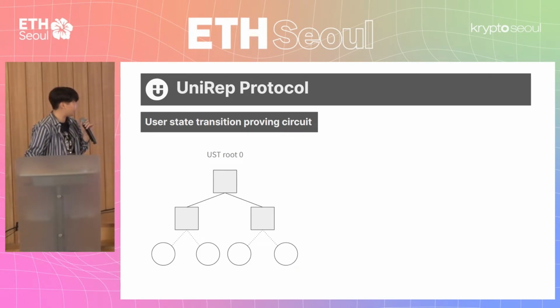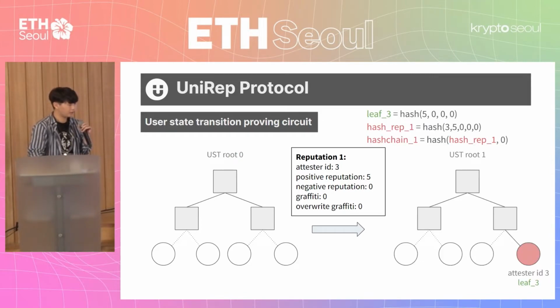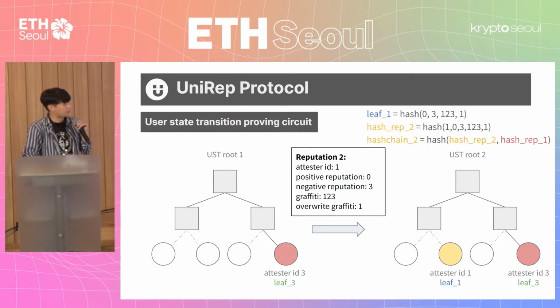And this is how the user state tree is updated. For example, the initial user state tree will be empty. And if a reputation comes, we update the fourth leaf, which is index 3. And the leaf will be the hash of the positive reputation, negative reputation, and the rest of it. And we also compute the hash chain. And when the second reputation comes, we update the user state tree according to the attester ID, and also compute another hash chain.